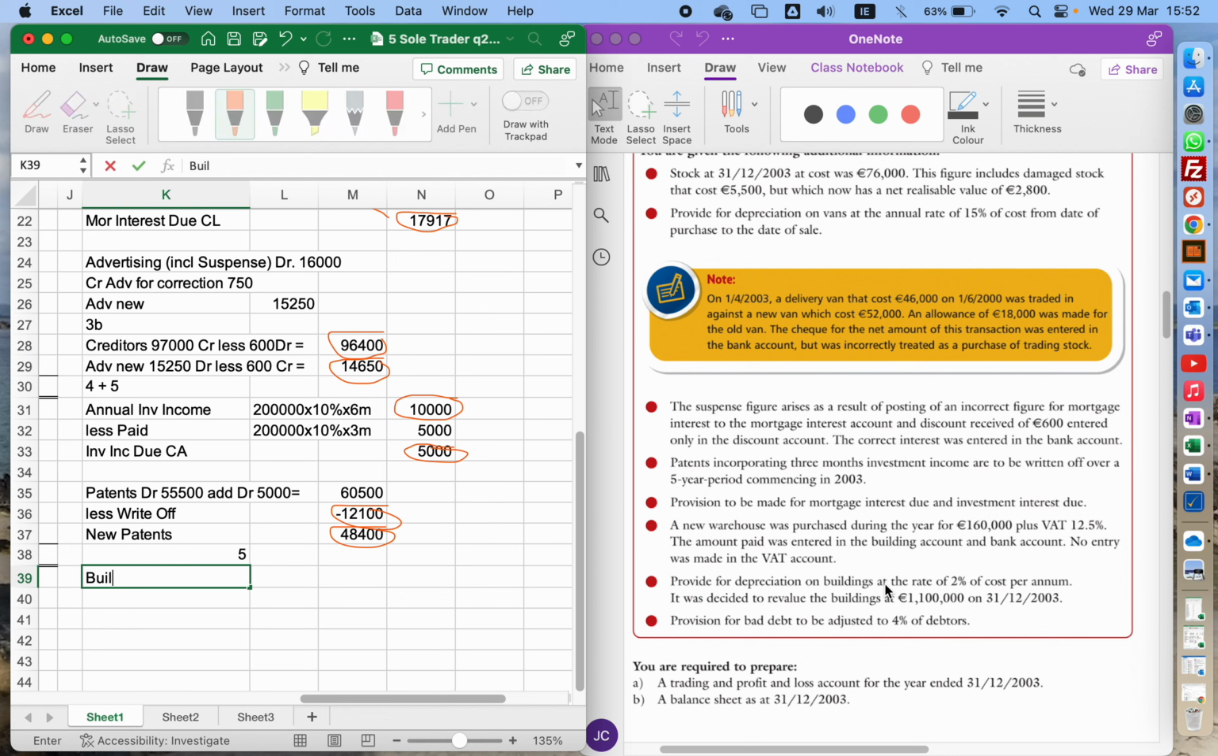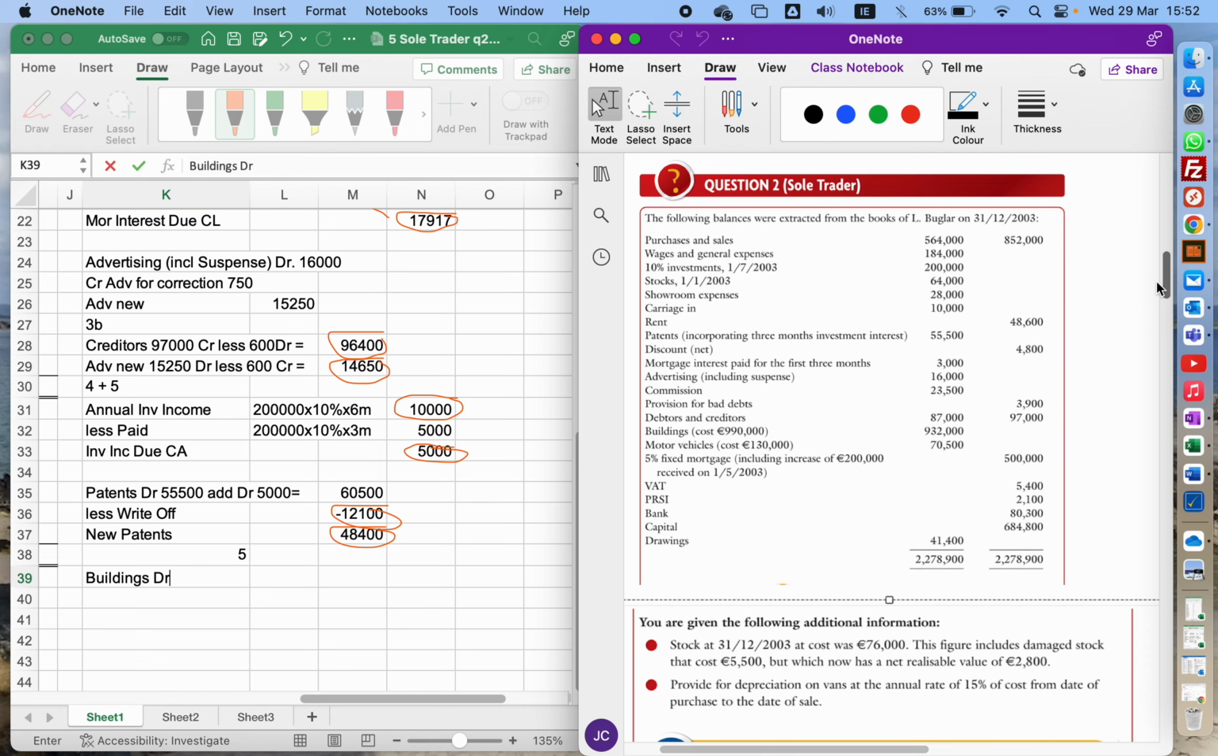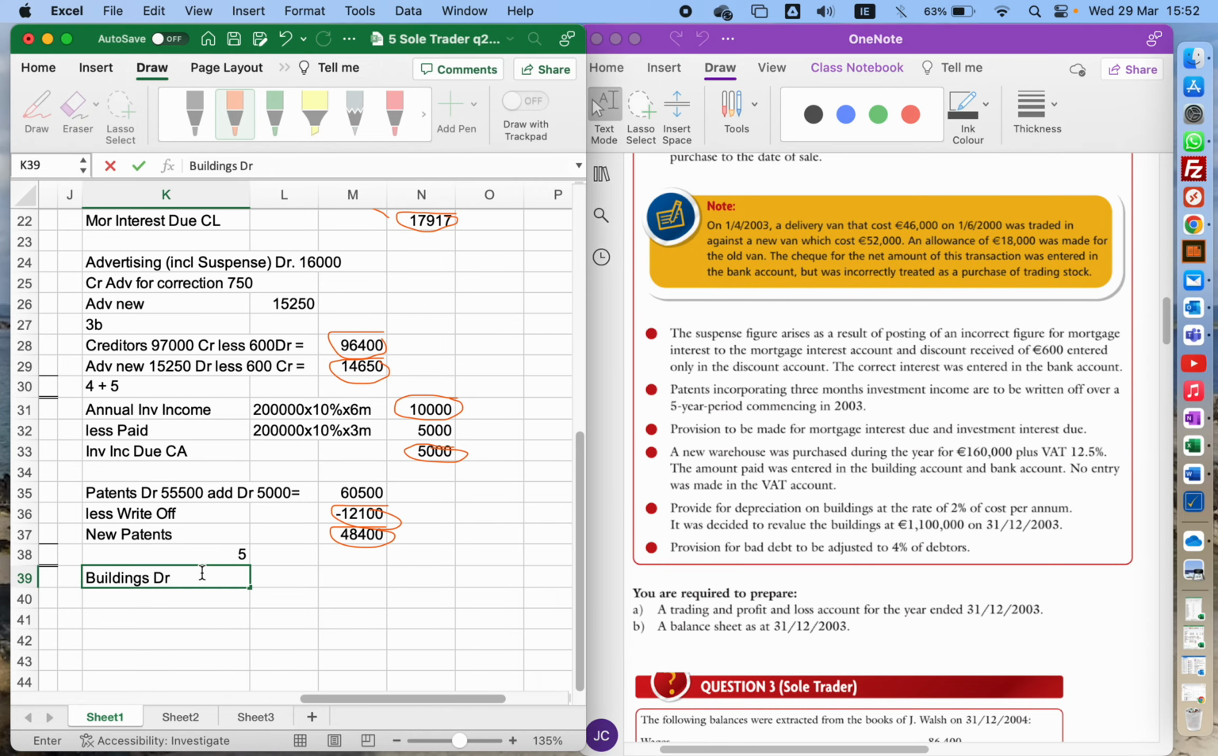So buildings, which at the moment is a debit, okay? And whatever that amount is, I'm going to take away the VAT from it. And I'll work out the VAT in a second. So just look at the top of the question. Buildings cost $990, so the VAT is included in the $990. Okay, so I'll take that away from $990. So we've got a DR of $990, and we're going to take away from that whatever the VAT is. Okay, so I'm going to work the VAT out now.